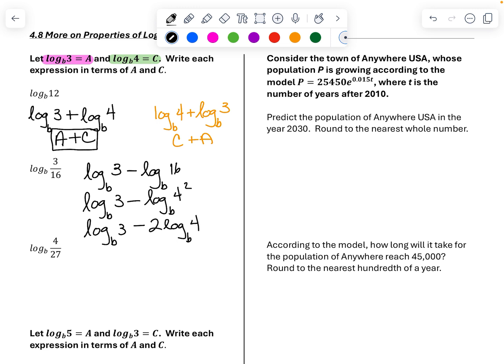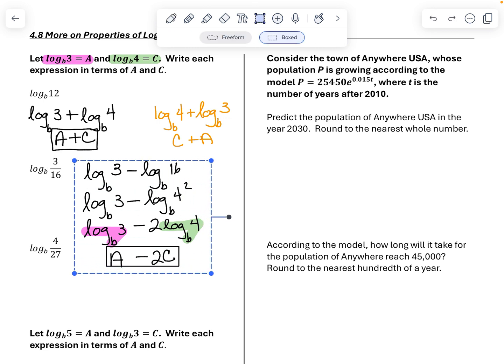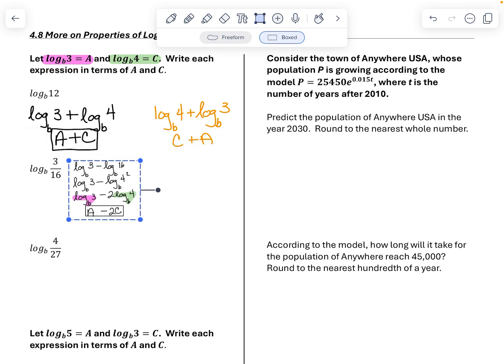So now that we got it down into log B3 and we have log B4, then we can say that log B3 is A minus 2C. And so that is going to be our answer. So we're trying to turn these into the numbers 3 and 4 as best we can. So that's how I would do that one.